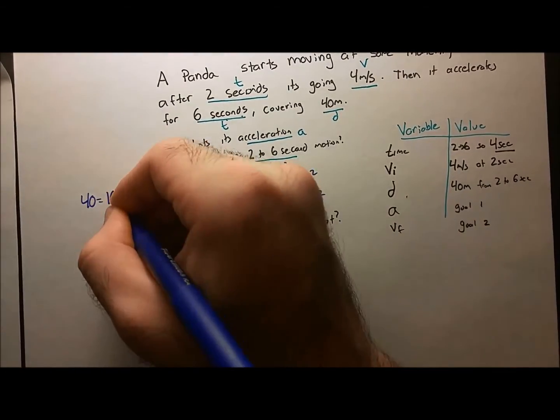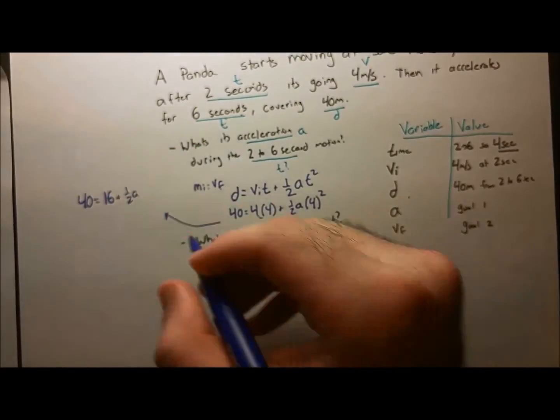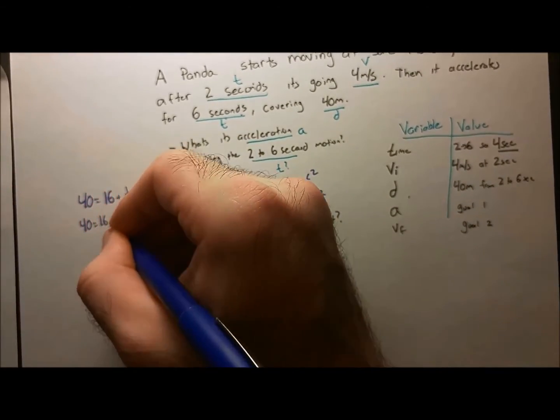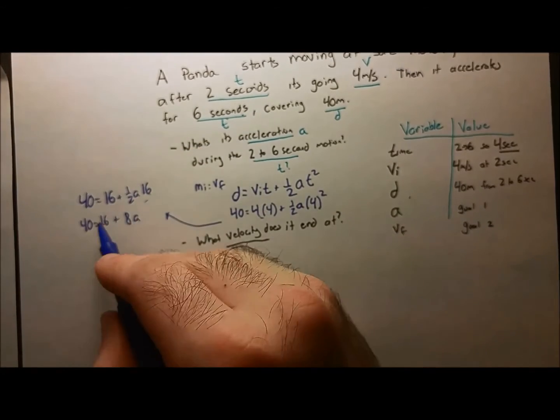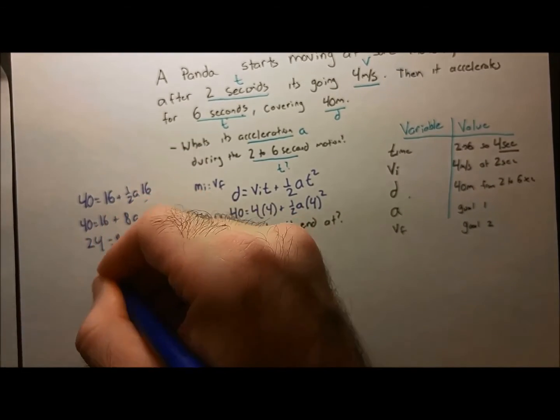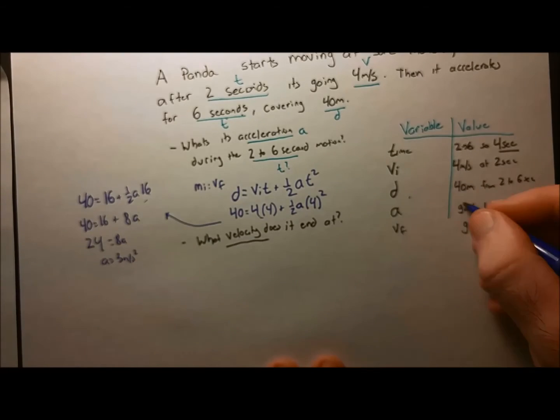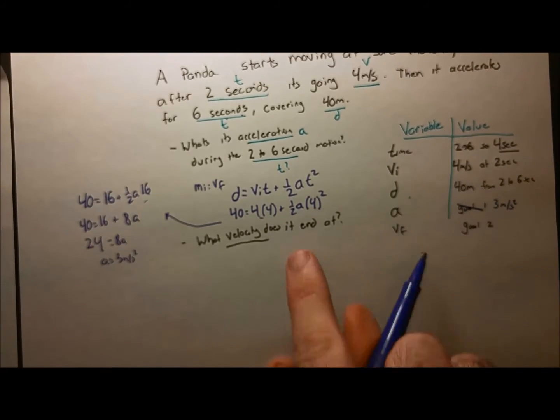Now I could solve. 4 times 4 is 16. 1/2 times A, 4 squared is 16. Put the 1/2 and 16 together, you get 8. Move the 16 over. 40 minus 16 is 24. Divide, you get 3 meters per second squared. So we can cross out the acceleration, put the goal in there.